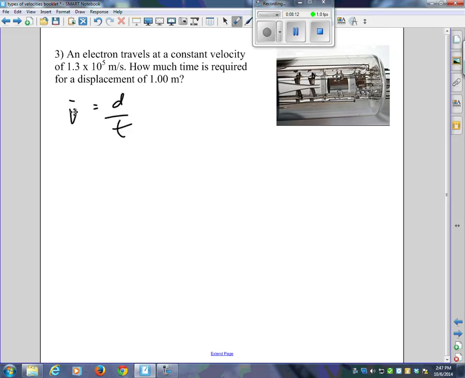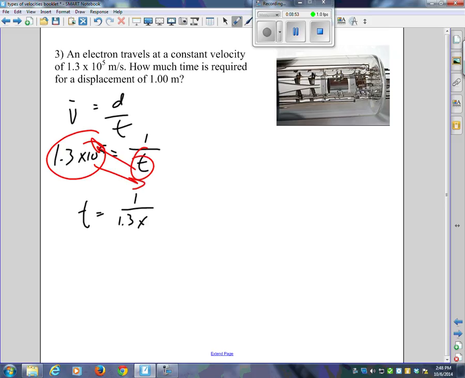How do you start something like this? Start with a formula. We've got velocity, we've got displacement, we've got time. What is our velocity? I see 1 meter as displacement. 1.3 times 10 to the 5 is our velocity. We are solving for time, so I've got a displacement of 1 over t. How do you solve an equation like that when t is on the bottom? From math class, the t goes up there and that number goes down there. They switch spots, right? So t is 1 over 1.3 times 10 to the 5.